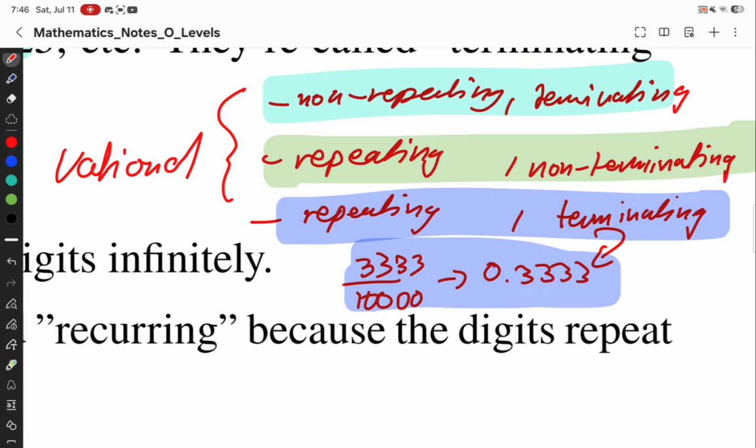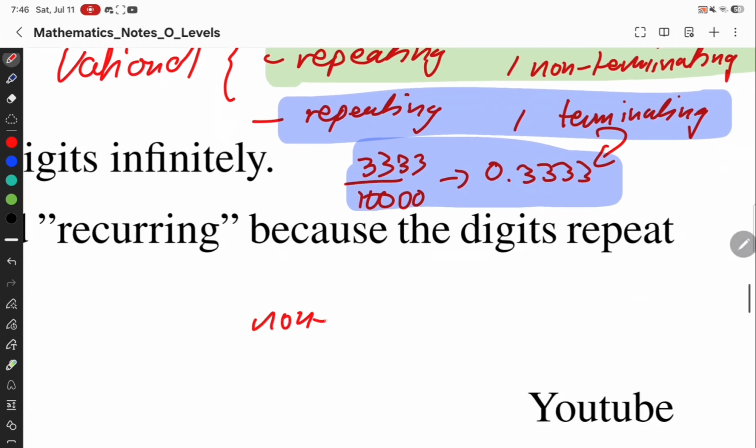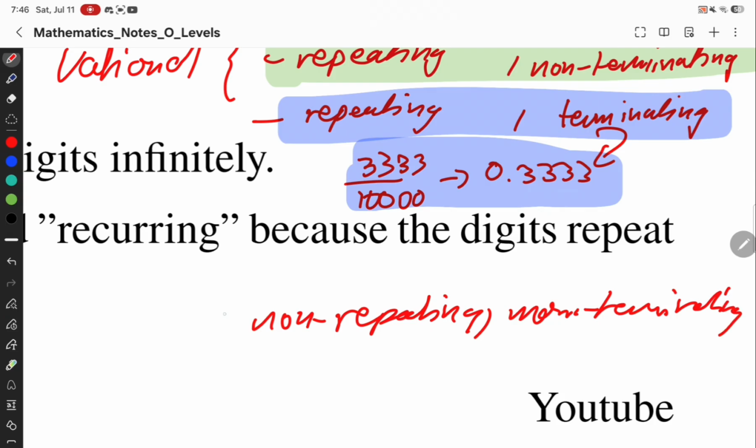If it is non-repeating and non-terminating, it is what? Irrational.